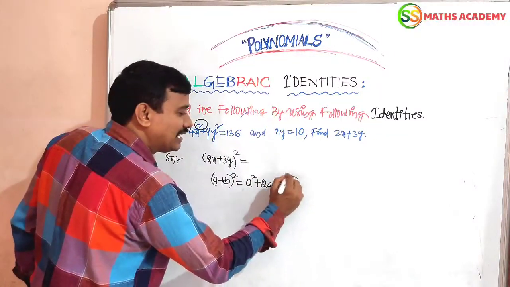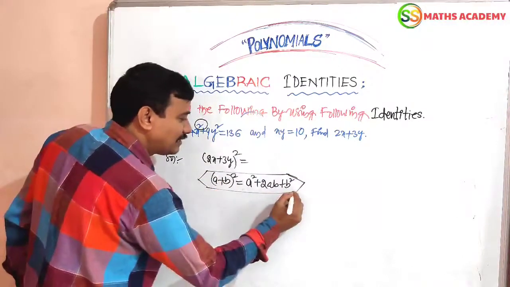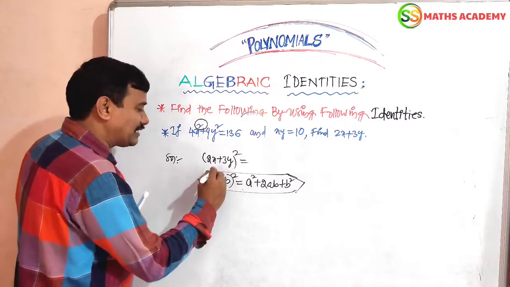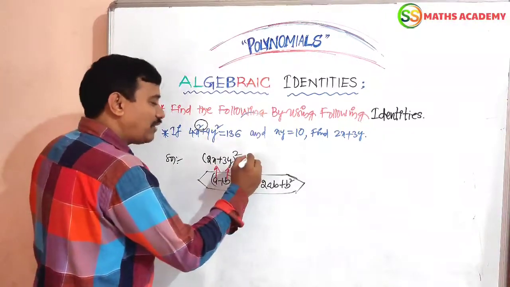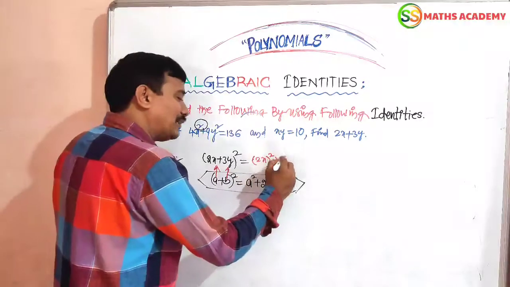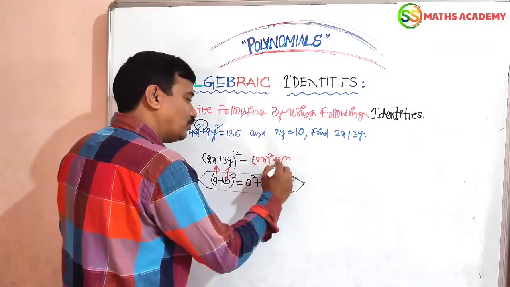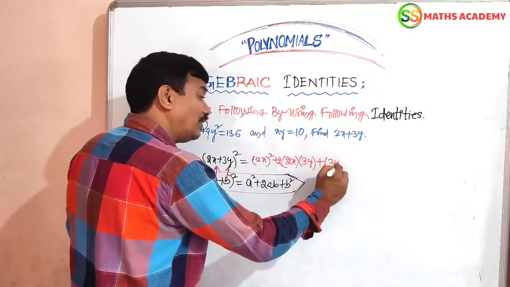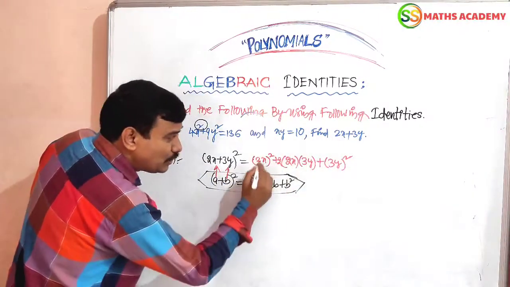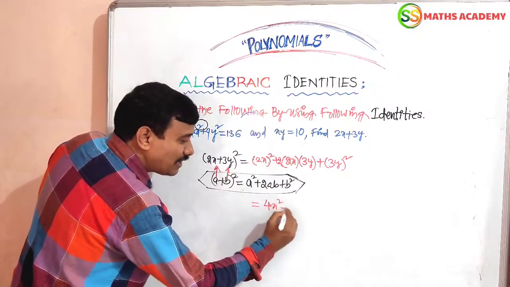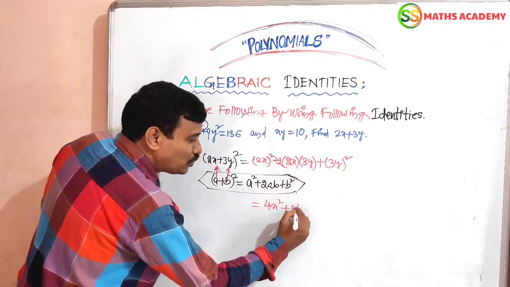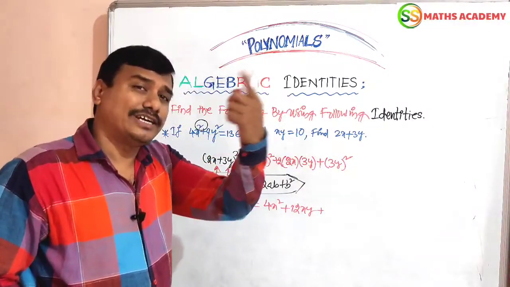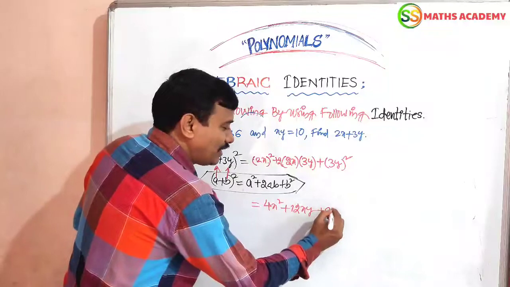Which means, friends, a is 2x, b is 3y. a square, 2x whole square. 2ab, 2 into 2x into b value 3y. b square, 3y whole square, friends. 2x whole square is 4x square. 2 into 2 is 4, 4 threes are 12xy. 3y whole square, 3 square is 9y square.